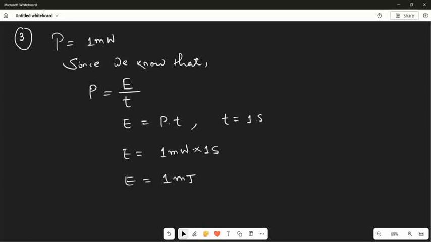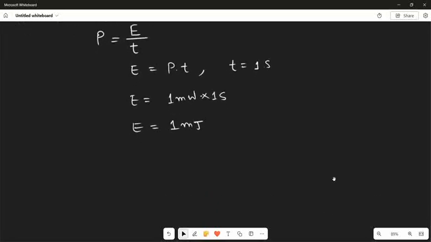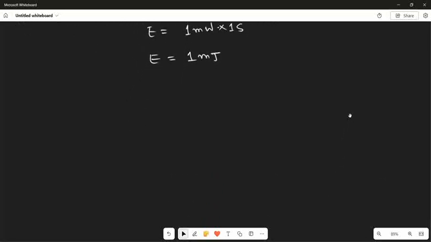So now let us convert this joule factor into electron volt. Since 1 electron volt is equal to 1.6 into 10 to the power minus 19 joule, 1 joule will be 1 by 1.6 into 10 to the power 19 electron volt.